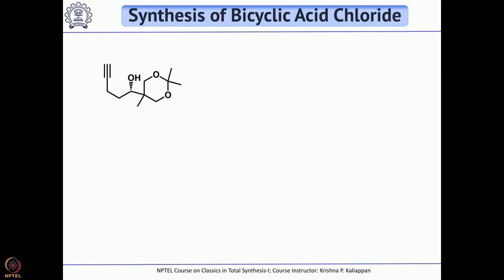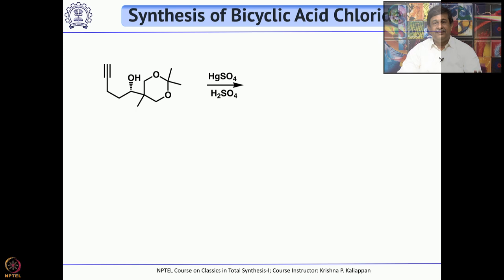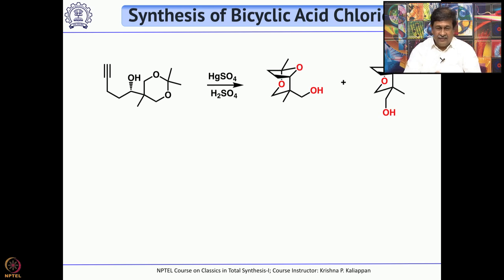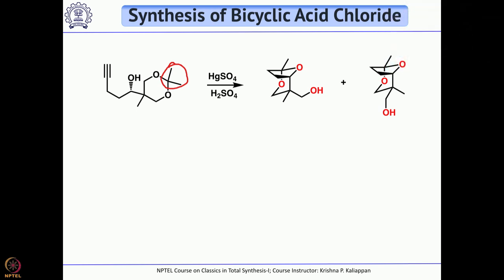Once you have this terminal alkyne, you can treat it with mercuric sulfate and sulfuric acid. This is again another interesting reaction. If you have a triple bond and two alcohols appropriately placed, they can form an intramolecular ketal. How does it form? The first step is oxymercuration. Under acidic conditions, this ketal is cleaved, so you have the primary alcohol. Now this undergoes first oxymercuration followed by hydration, giving you a mixture of these two alcohols.